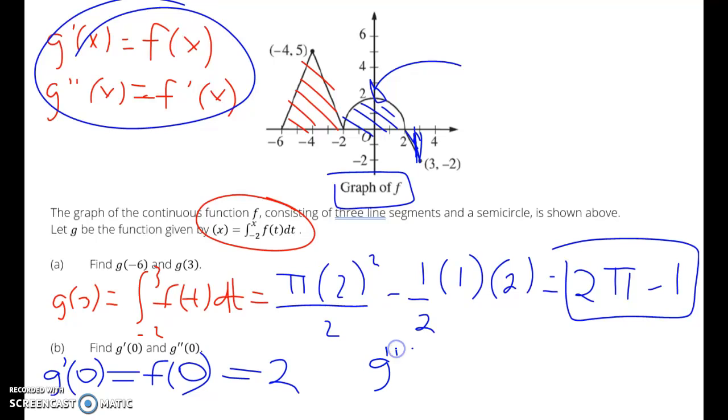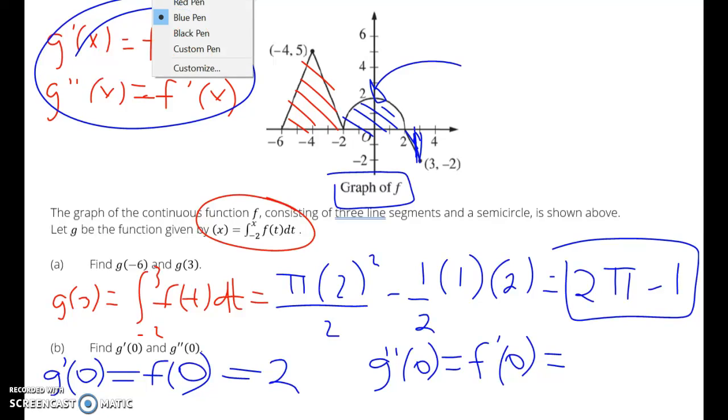For g double prime of 0, I'm noticing that that's f prime of 0 according to my relationships. Derivatives, don't forget, mean slopes when we're looking at a graph. And on this graph, if I hone in at 0 and ask myself what the slope of the tangent line is right there, I'm excited because it's a horizontal tangent line, so my slope is 0. And there I have 2 additional points earned in part B.